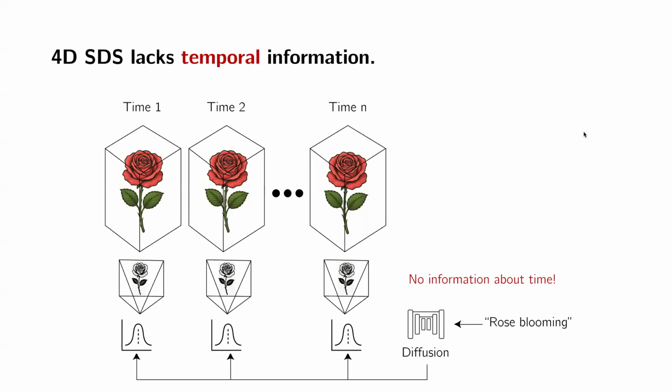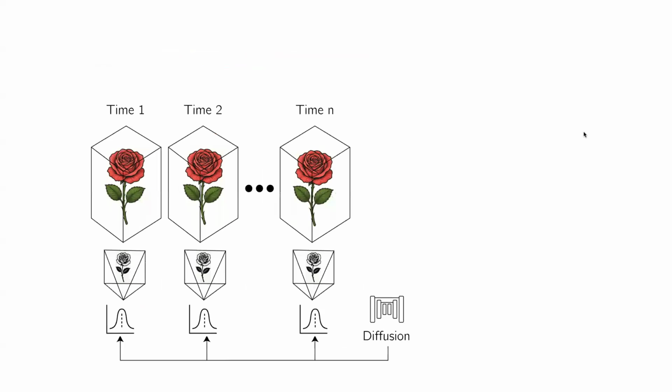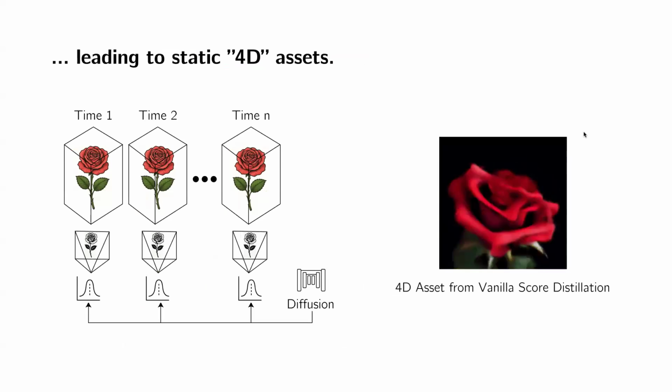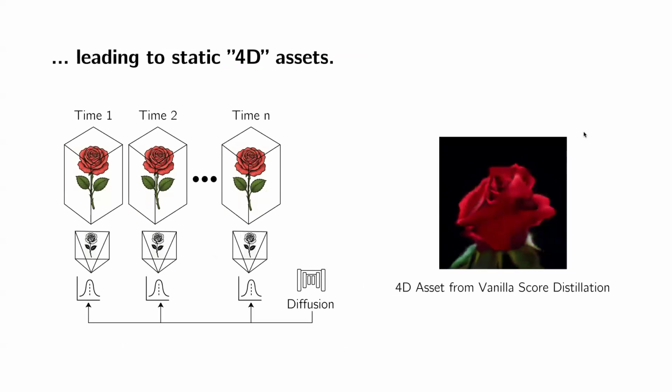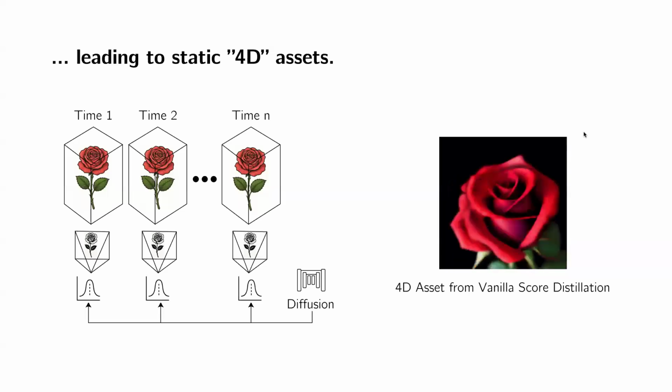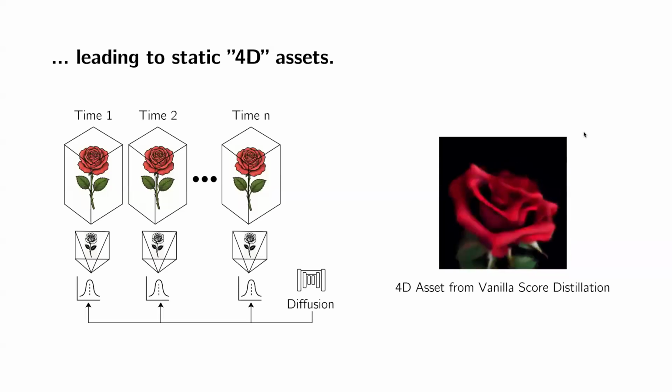If I just use vanilla score distillation sampling, I'm going to get these roses seen from different viewpoints. You can see that the different viewpoints are actually fine, every view is multi-view consistent. But this is actually a video from different viewpoints, and you can see there's no motion. It's always this fully blown rose, because that's the most popular, best-represented data in a diffusion model. So how can we address that?